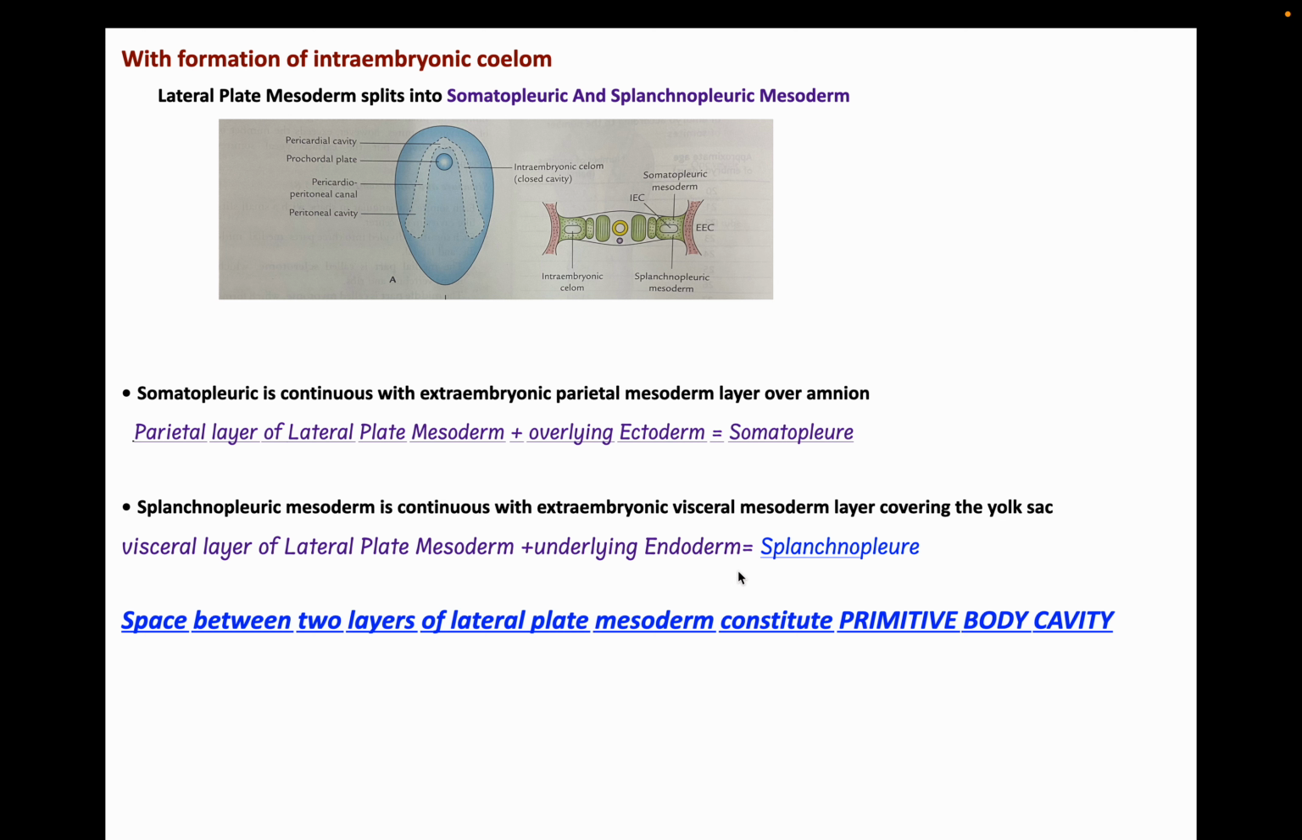And this splanchnopleuric has components: the visceral layer of lateral plate mesoderm and underlying endoderm. So this is splanchnopleuric and somatopleuric mesoderm. This somatopleuric is continuous with the extraembryonic parietal mesoderm layer over amnion, and this splanchnopleuric mesoderm is continuous with the extraembryonic visceral mesoderm layer covering the yolk sac. Now, the space between the two layers of lateral plate mesoderm constitutes the primitive body cavities.